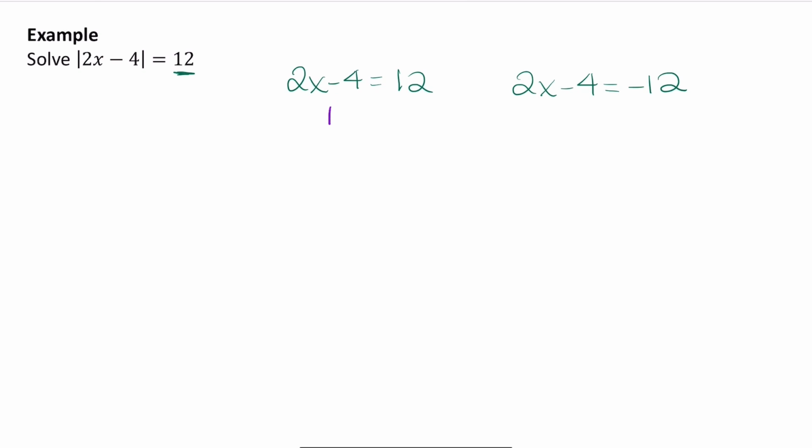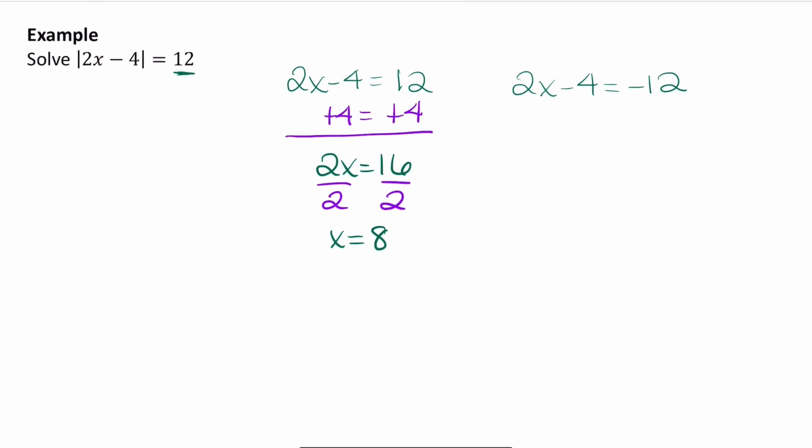On this left side, I'm going to go ahead and add 4 to both sides. When I add 4 to both sides, I end up with 2x equals 16. Now to solve for x, I just need to divide everything by 2. When I divide everything by 2, I get x equals 8.